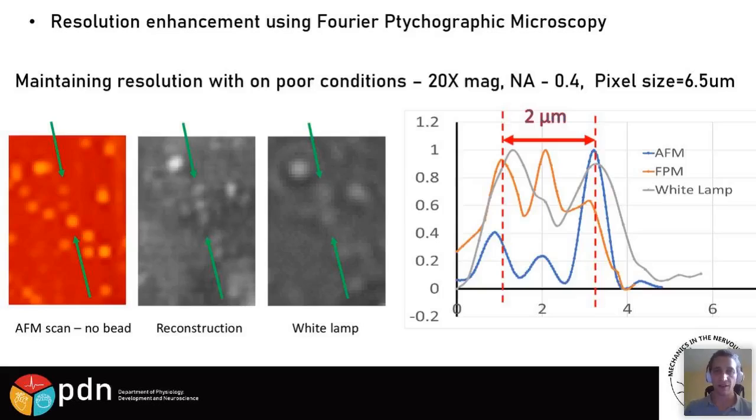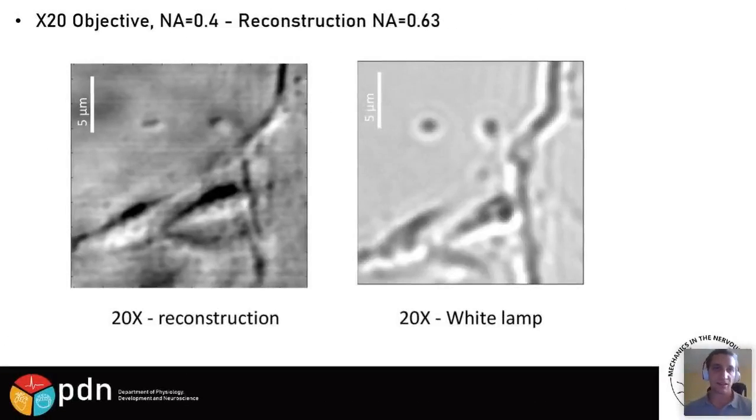We managed to attain that because Fourier ptychography actually enlarged the plane, so you have a factor of 4 on the pixel. The actual pixel size dropped by 4. And again, with the 20x, the images on the right from the white lamp are really poor, but our reconstruction really enhances the features.